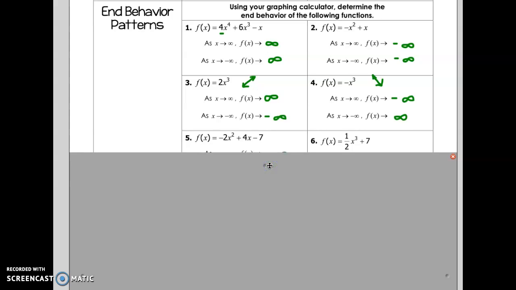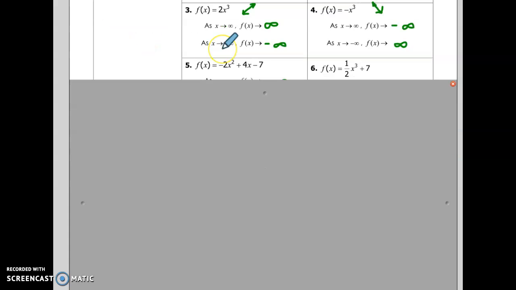All right, maybe for these ones, go ahead and pause the video. Number 5, you've got a quadratic with a negative leading coefficient. Number 6, you've got a cubic with a positive leading coefficient. So maybe pause the video and take a look at those.